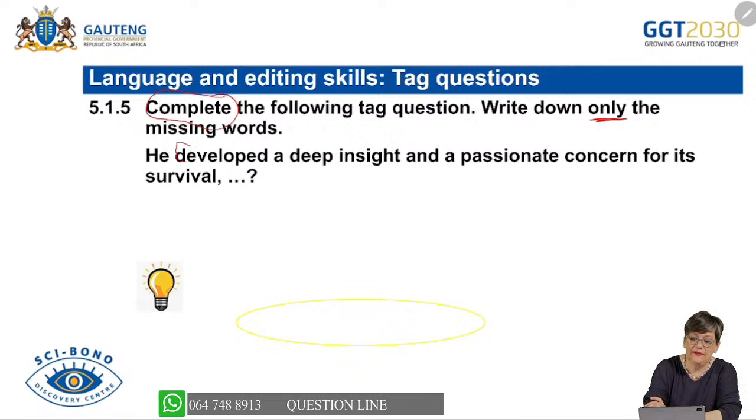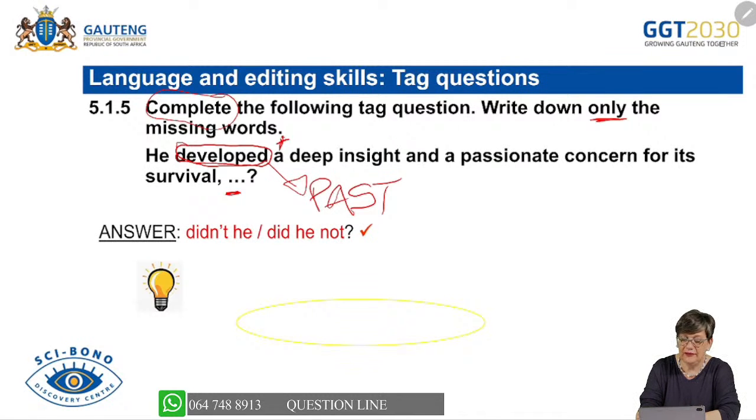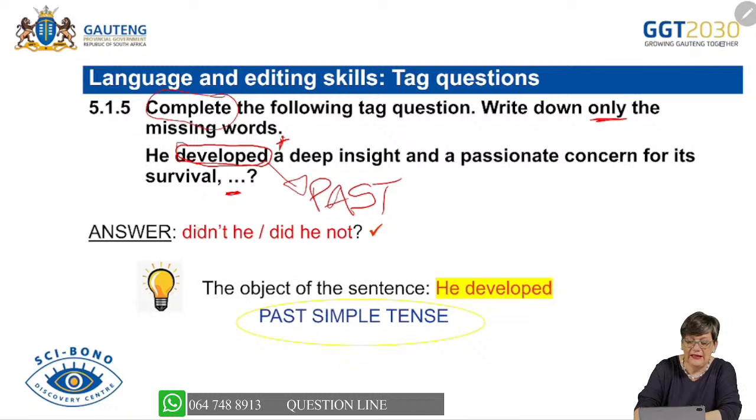Now, developed is our verb, and that's the one we need to look at. Now, this one is obviously in the past tense. So this is positive. He developed. So our answer has to be in the negative. Let's check your answer. Didn't he or did he not?